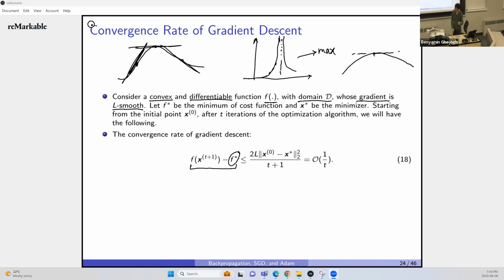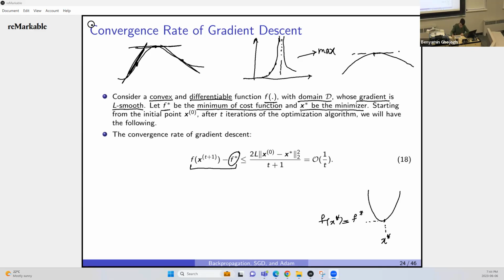So L smoothness shows how hard it is to optimize. Now, if you want to see the proofs of this, you will see that we need to assume that the gradient of f is L smooth. Not f, the gradient of f is L smooth. The slope of the gradient of f is upper bounded by L. Let f star be the minimum of the cost function, because I want to minimize, and x star be the minimizer. What do I mean? This is x star. This is f of x star, which I denote by f star.